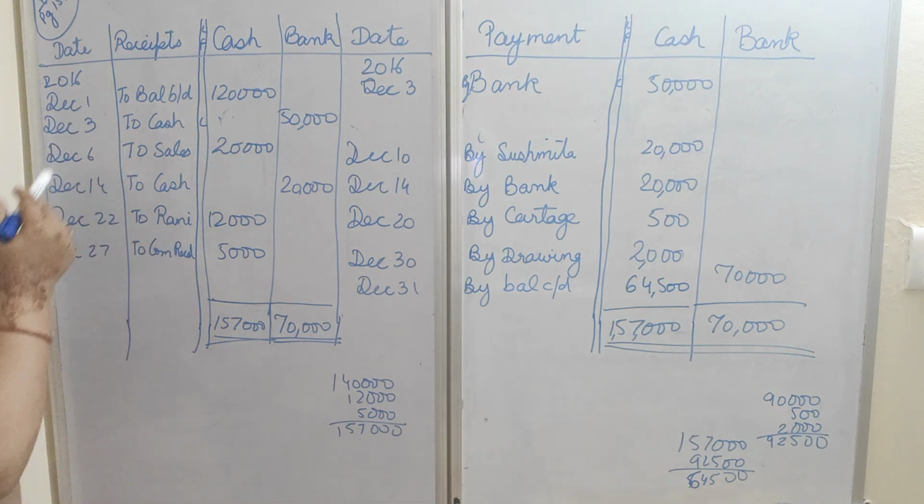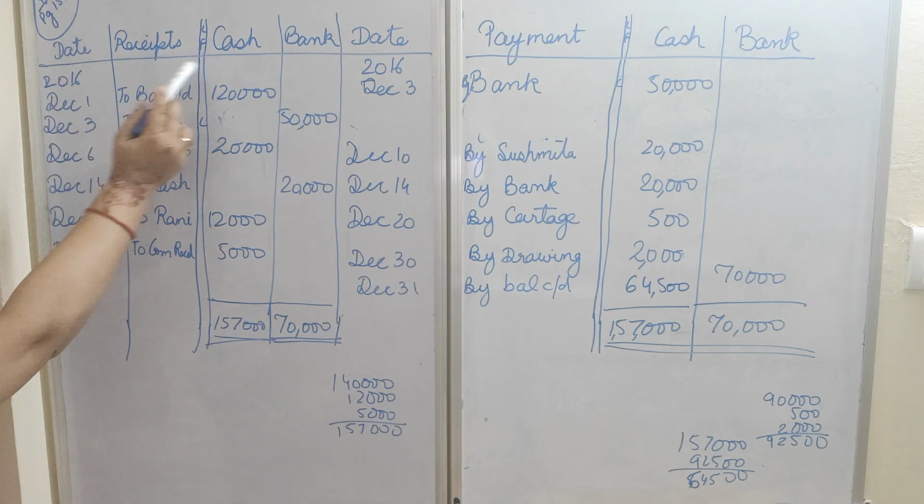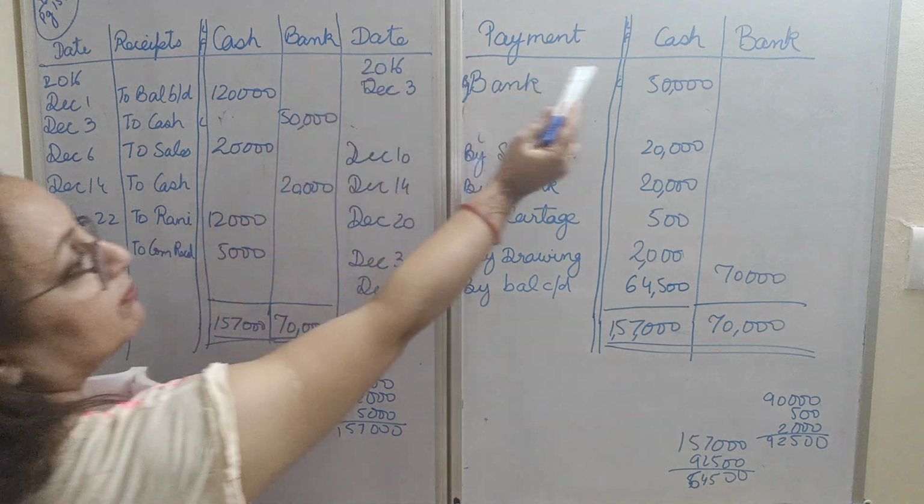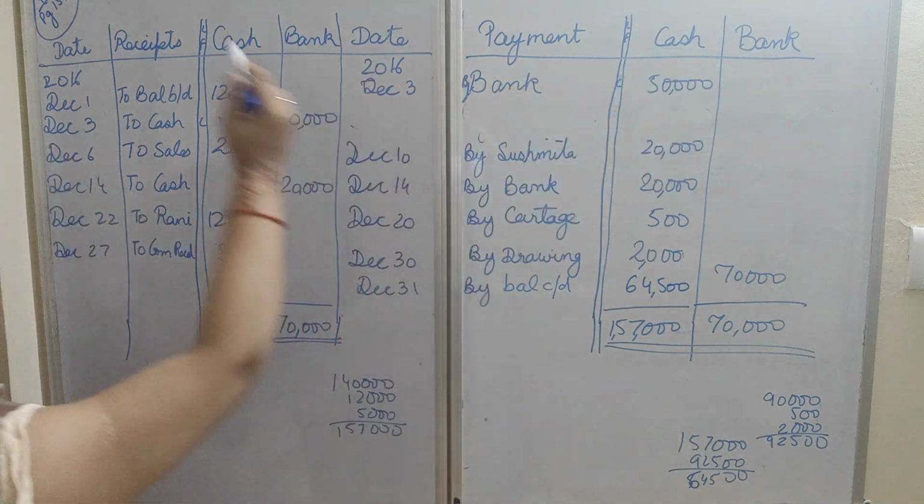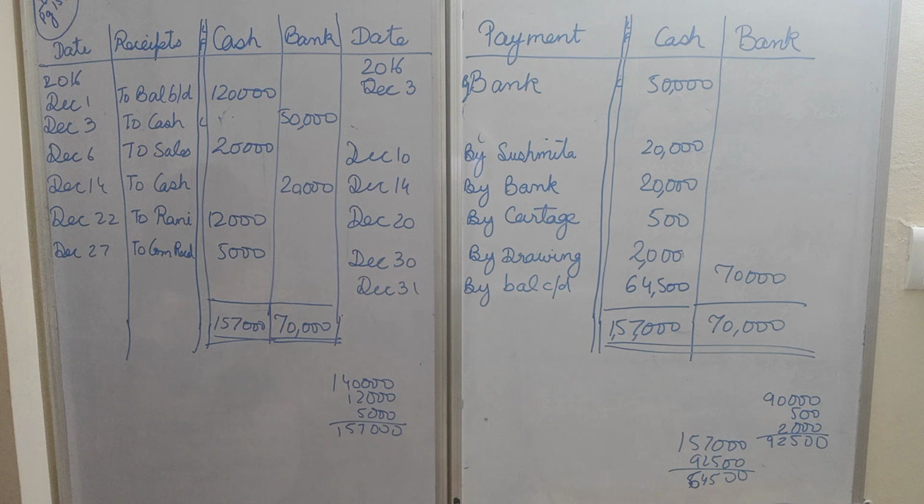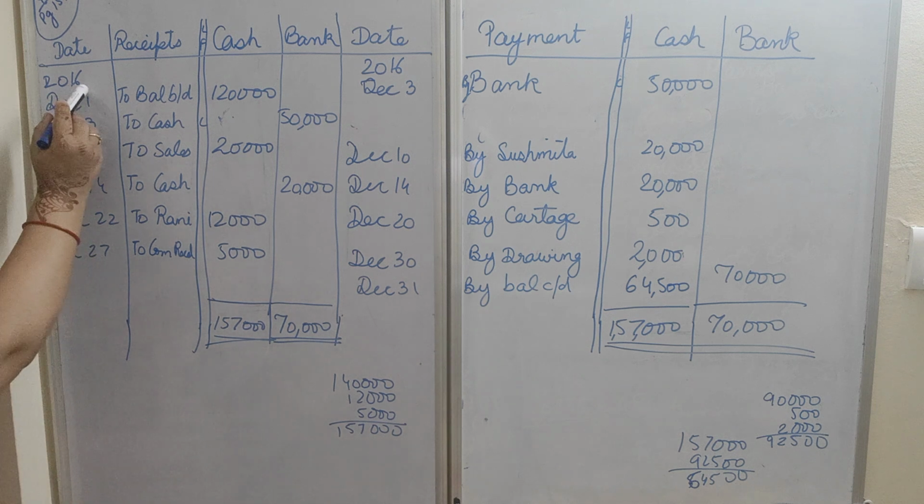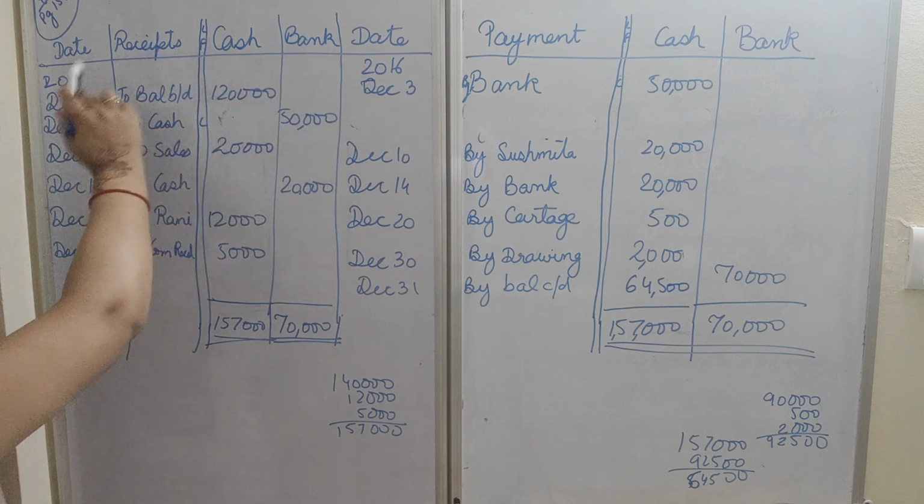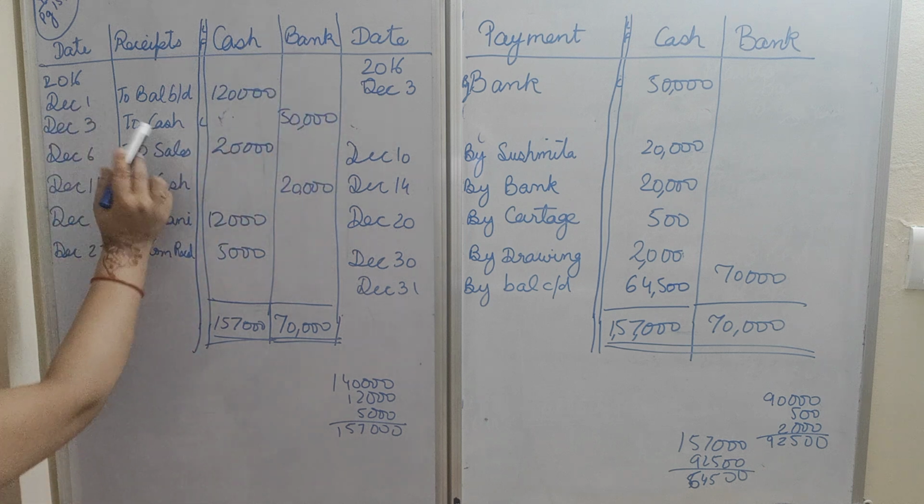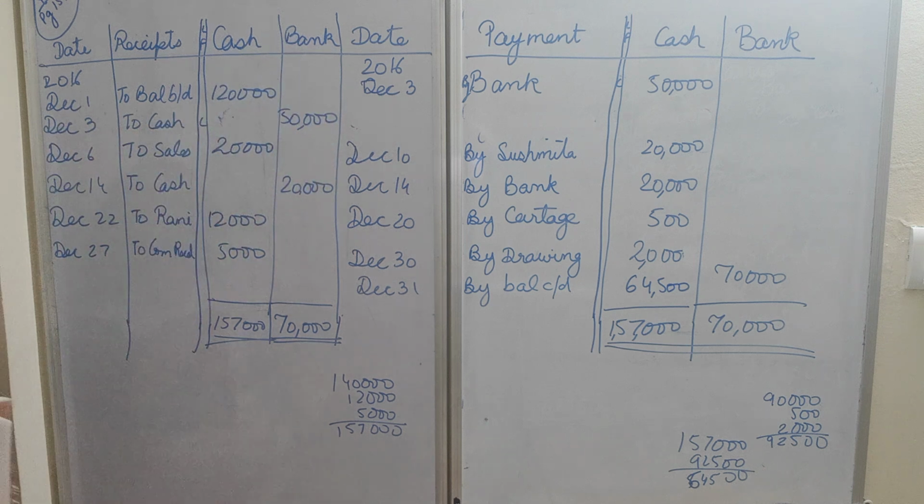So first of all, let us see the format. Date, receipt, cash, bank, date, payment, cash, bank, right? Ledger folio also comes after the receipt and payment column. Now 2016 is the year we have written on both the sides. December 1, to balance brought down in the cash column 1,20,000, which is the opening balance.